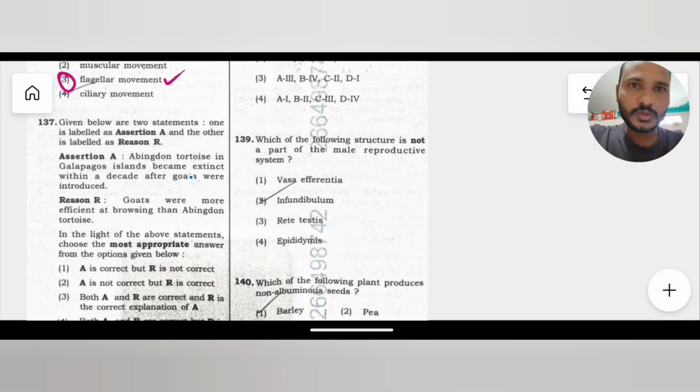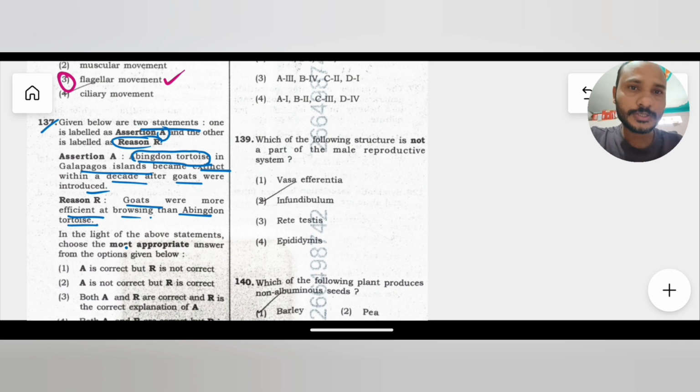Okay. Here, question 137. Given below are two statement type questions, labelled Assertion A and Reason R. Read once. Assertion: the bighorn tortoise in Galapagos Island became extinct within a decade after goats were introduced. Reason: goats were more efficient at browsing than the bighorn tortoise. We need to choose the most appropriate answer from the options given below.